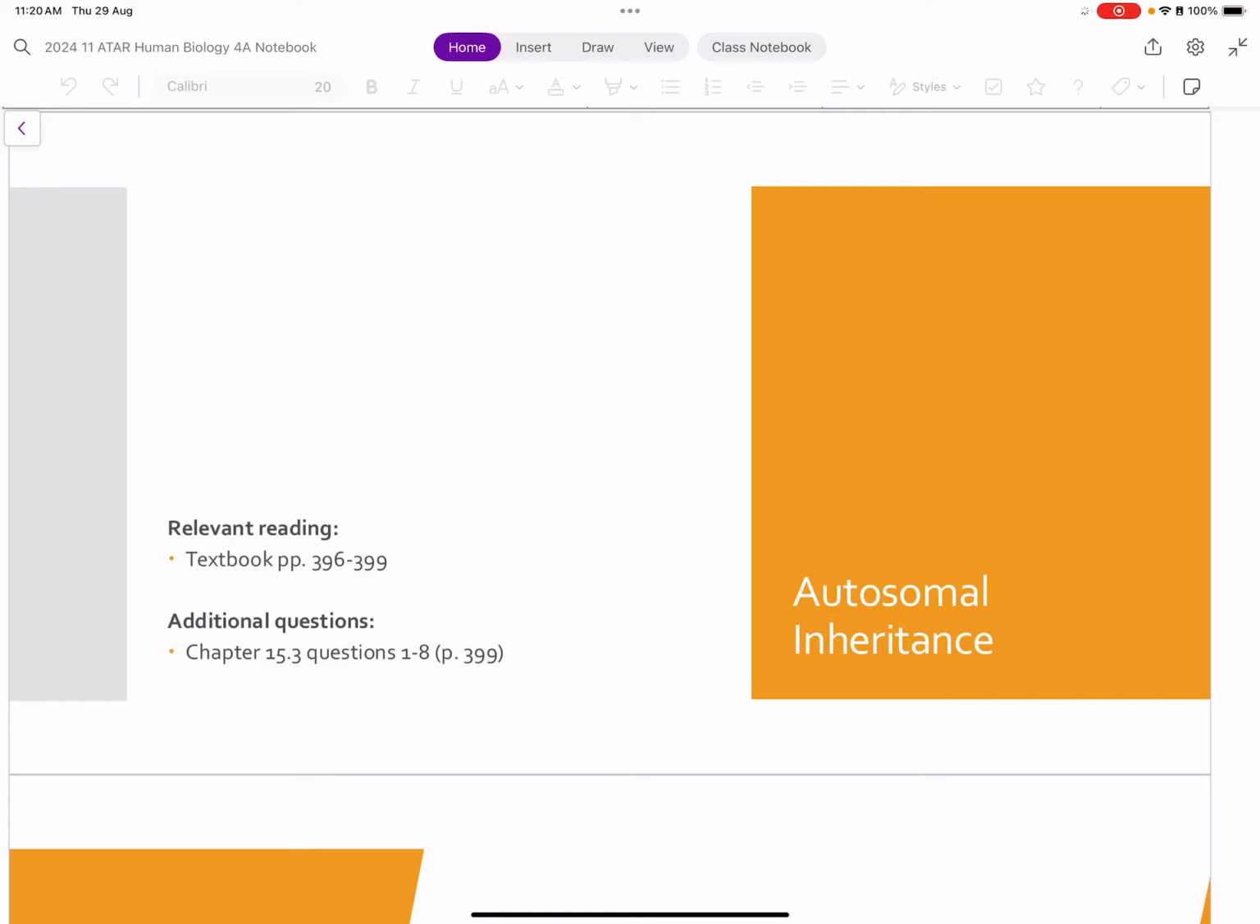Now that we have a basic understanding of inheritance and some of the language, and also how to construct a proper Punnett square, we're going to start looking at the 4 different modes of inheritance that we look at in the Year 11 course. The first of which is autosomal inheritance pattern.